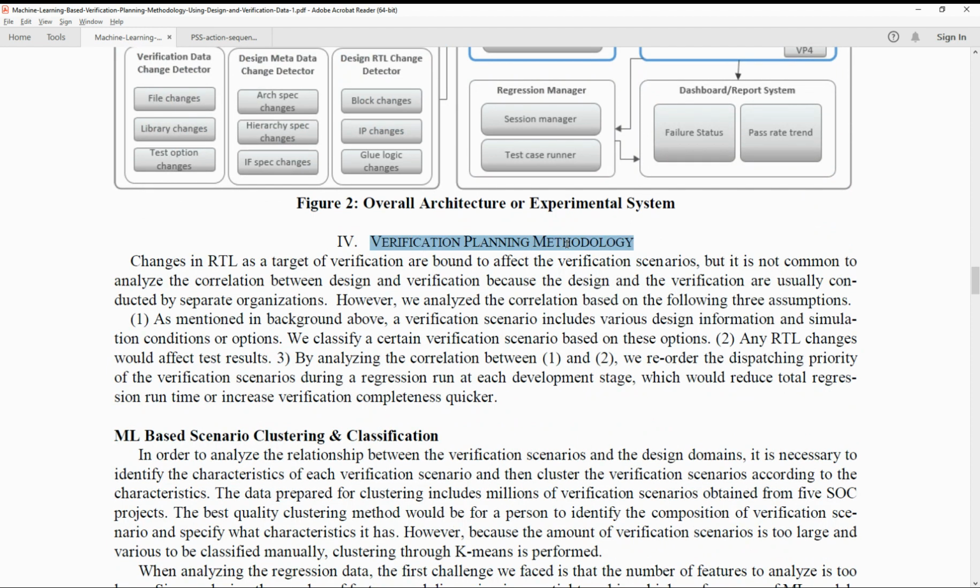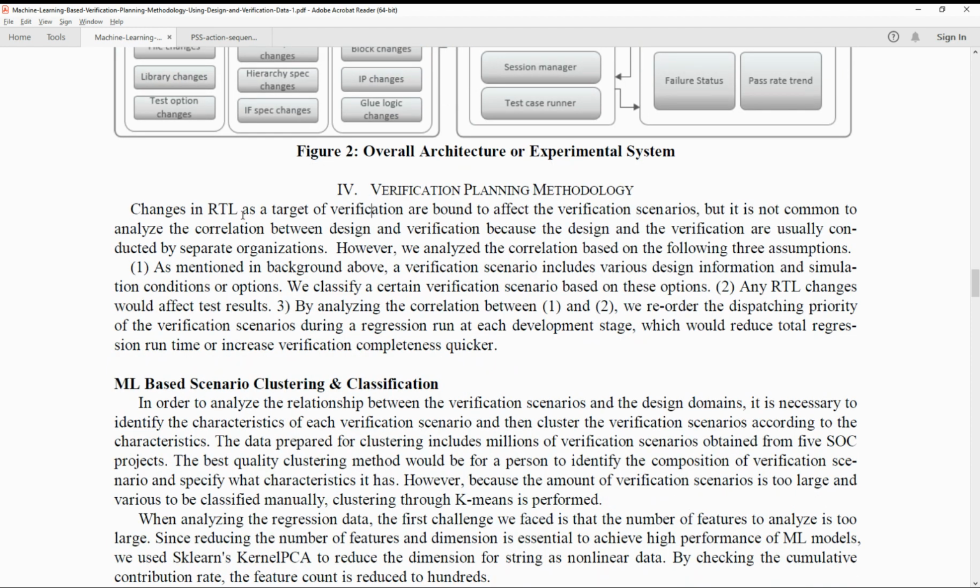The verification planning methodology. Changed RTL as a target of verification is bound to affect the verification scenarios, but it is not common to analyze the correlation between the design and verification because design and verification are usually conducted by separate organizations. However, we analyzed the correlation based on the following three assumptions.